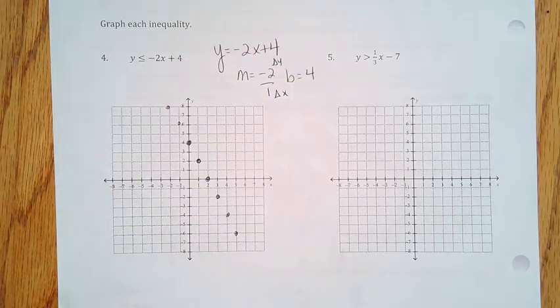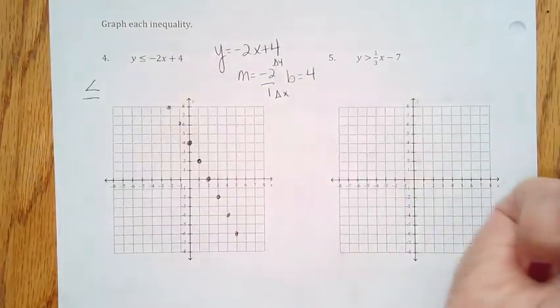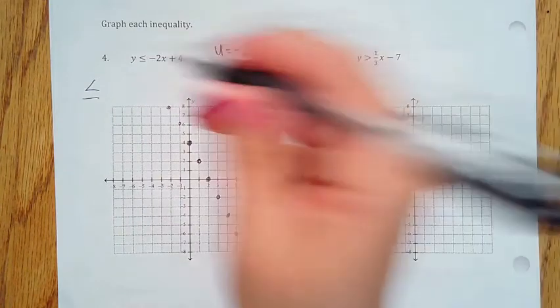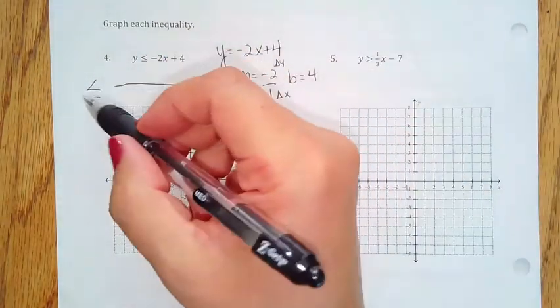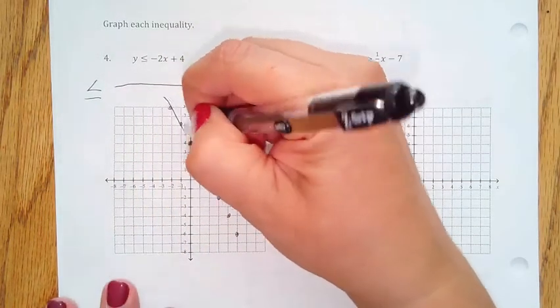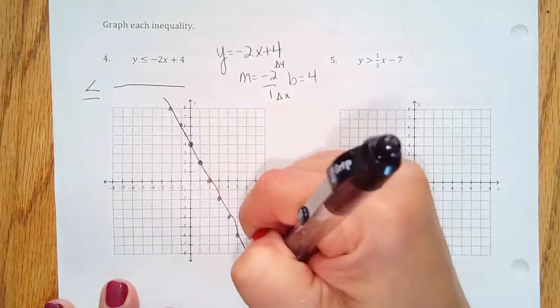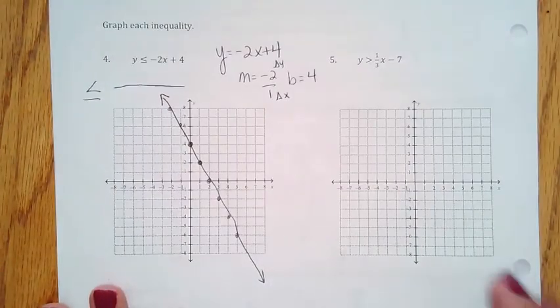Now here is where we have to use the inequality. A less than or equal to sign is going to tell us that that needs to be a solid line. That means it could be anything in the shaded region or on the line. So I'm going to connect this. I should be using a straight edge. I'm sorry, my squeaky table. Okay, but where do I shade?